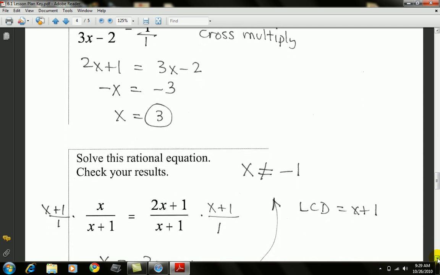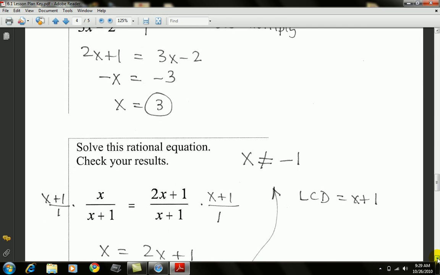Okay, look at this rational equation. X over x plus 1 equals 2x plus 1 over x plus 1. Hopefully you remember your first step is to state the restricted value. It's pretty easy here to see that the restricted value is x cannot equal negative 1, because negative 1 would cause the denominator to become 0.